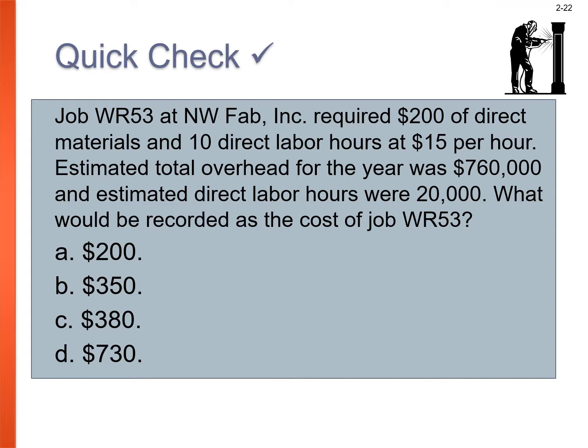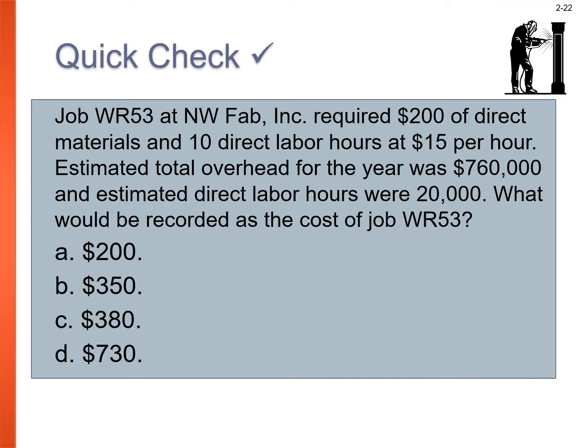So we have $200 of direct materials. Easy, right? We know that's definitely it. Now we would have to calculate the total cost of direct labor by taking the 10 hours times $15 an hour, $150. The next step is to determine your predetermined overhead rate, where we would take the $760,000 estimated total overhead and divide it by the 20,000 direct labor hours. We would get $38 per hour.